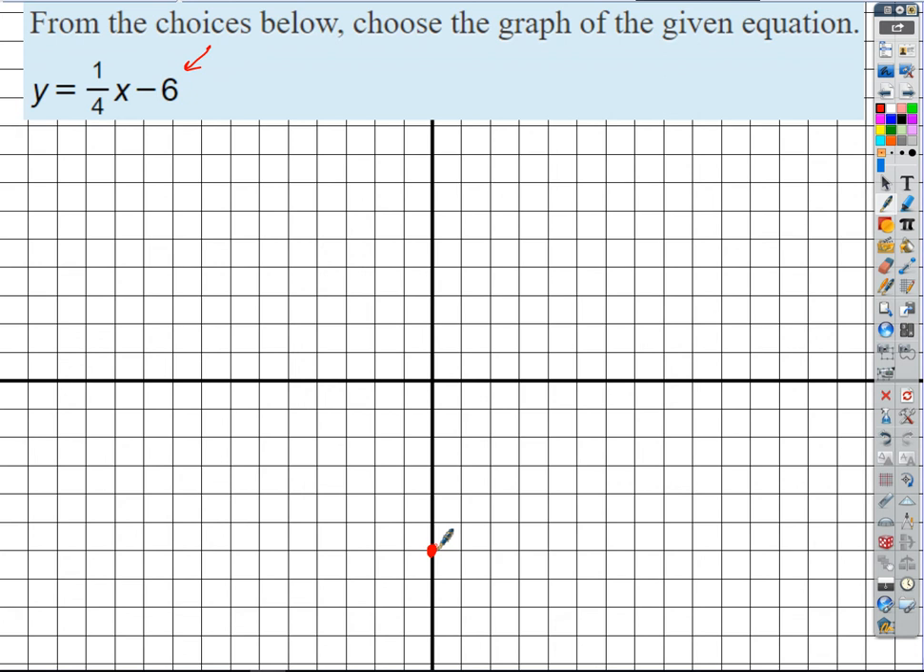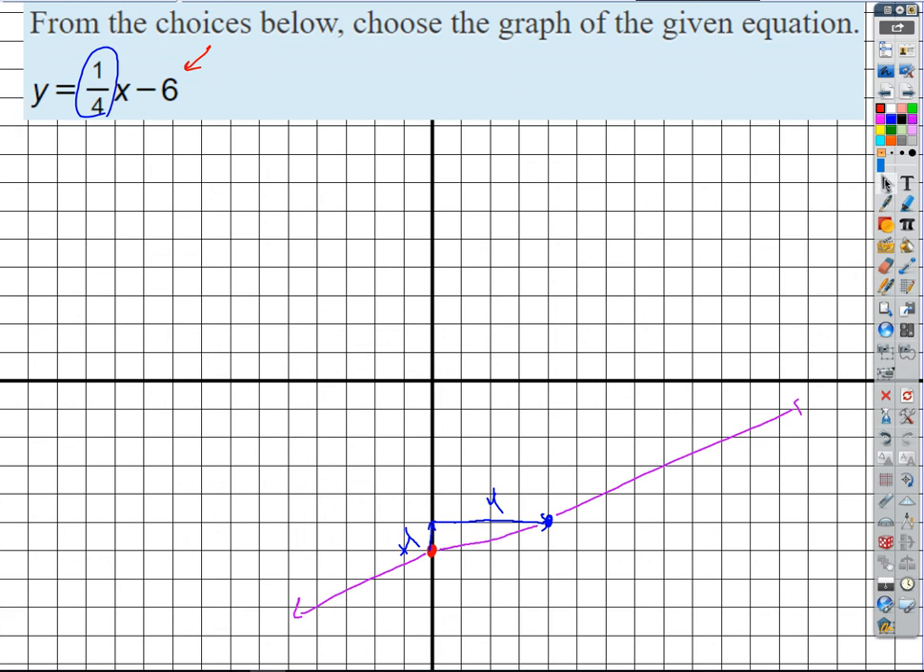So let's get rid of that. And the 1 over 4, that's our slope. We just need a slope triangle. So we're just going to rise by 1 and run by 4 to get a second point. So that's the line we want, right? The one that's got those 2 points on it.